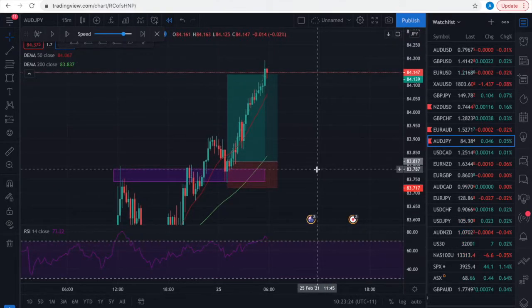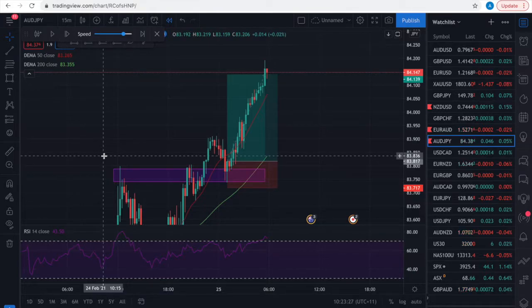So those 3 trades break down the price action strategy that I like to use.